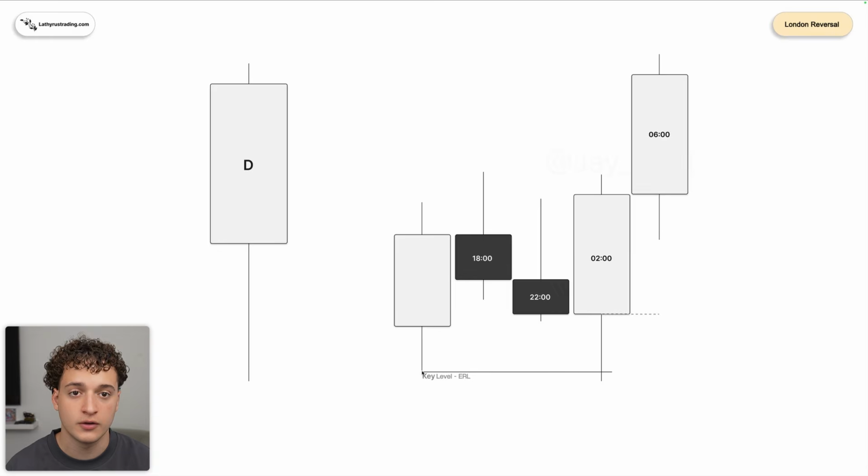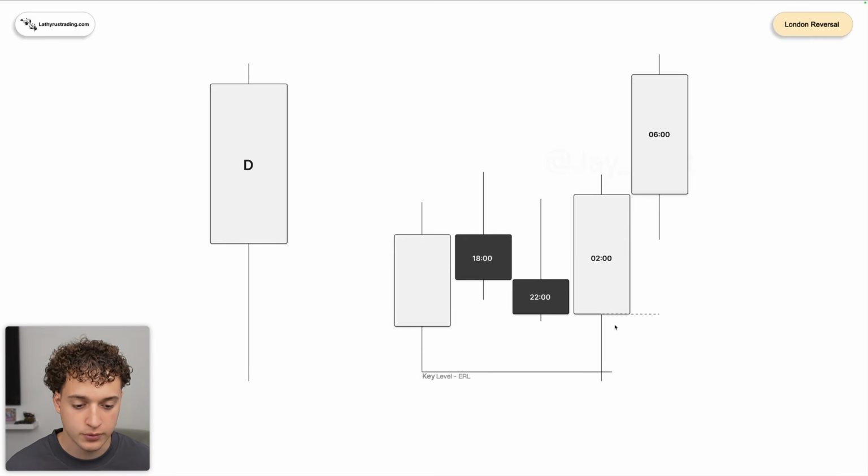We cannot trade and there is no profiling if there are not two things, which is an open draw and a key level. So here we have a London reversal. We see that Asia tends to consolidate, doesn't take a key level. London opens lower, takes this ERL or that key level, right?